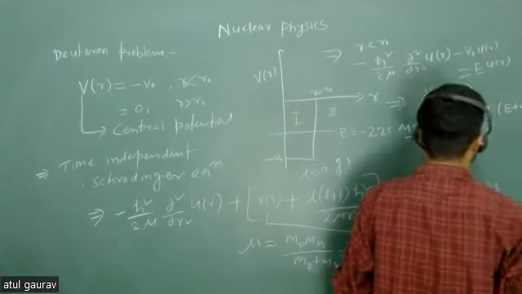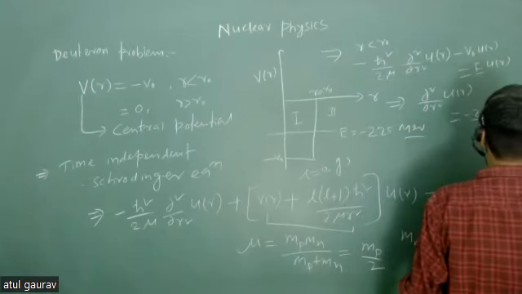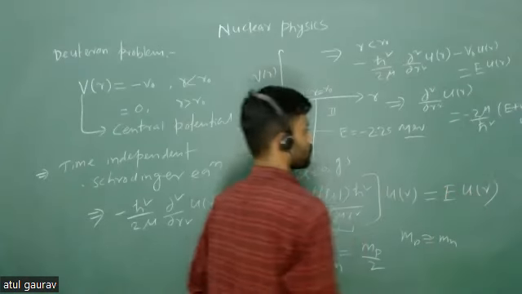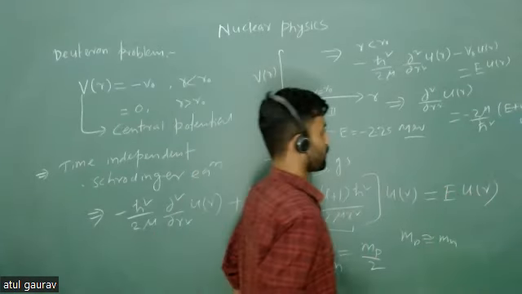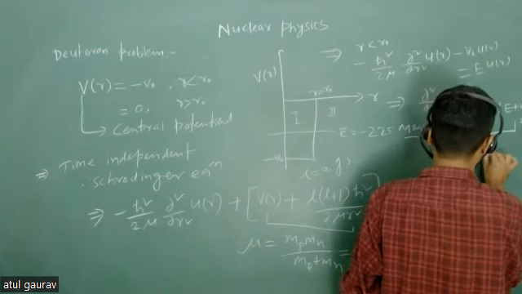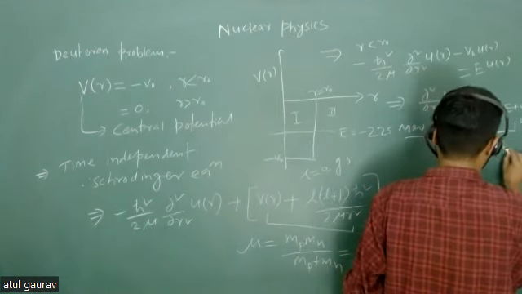So now we will define this term. This I will write as minus k square u of r.